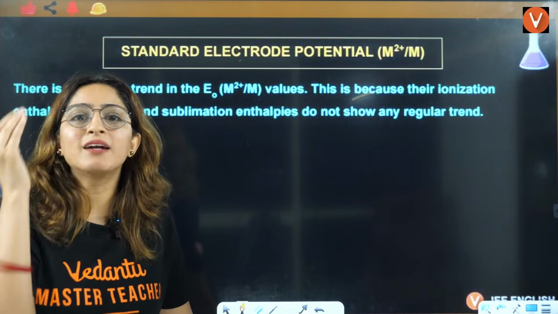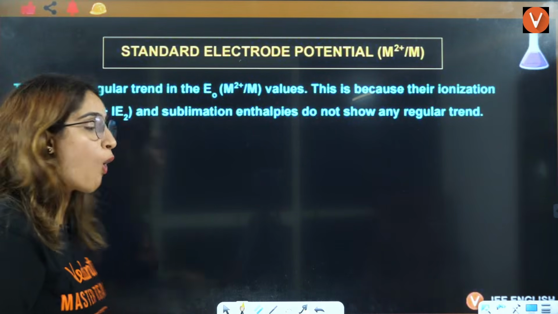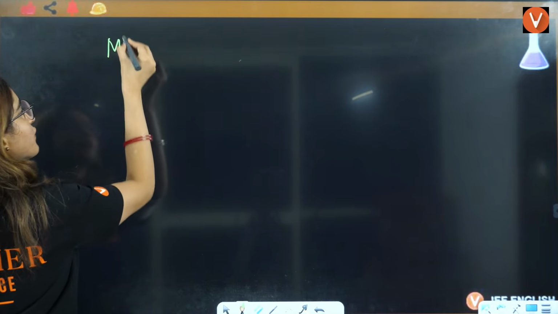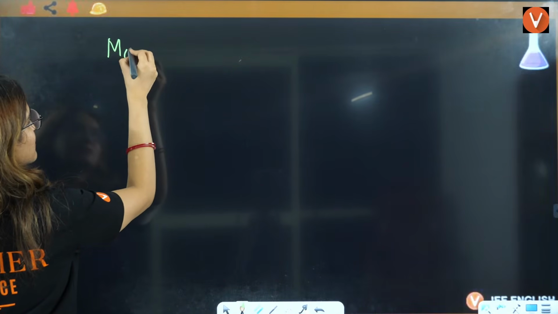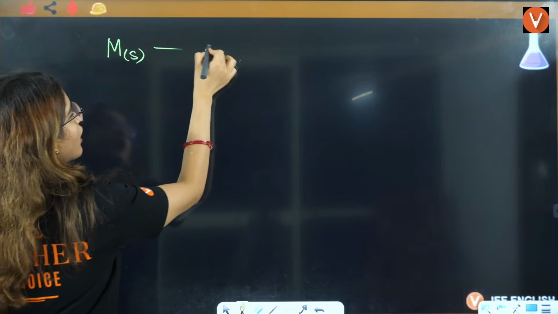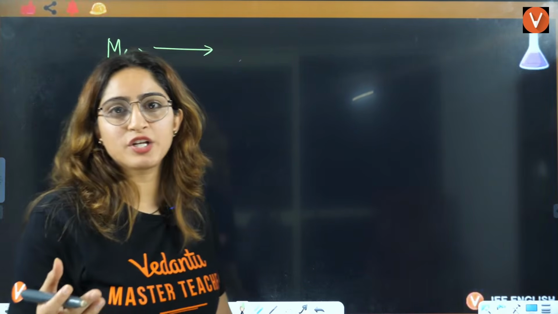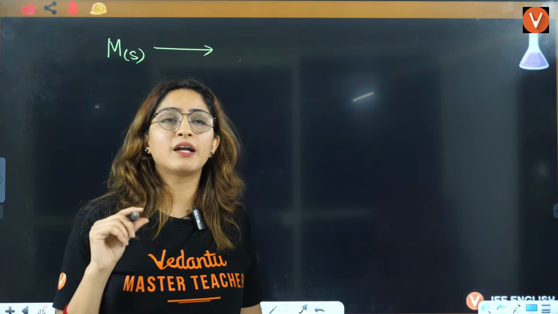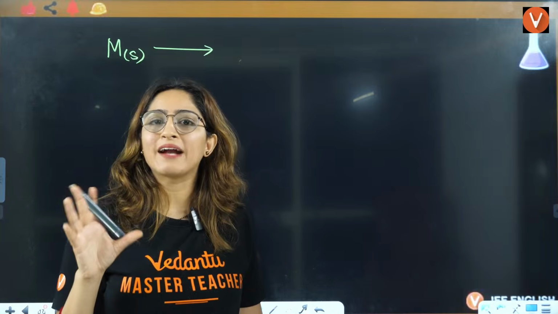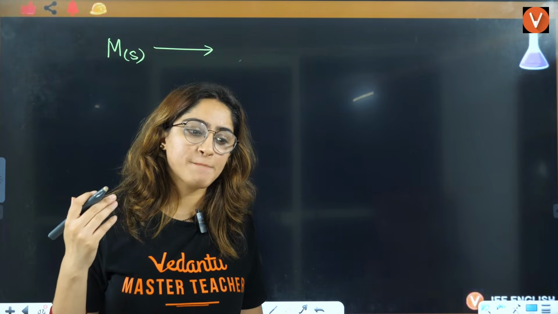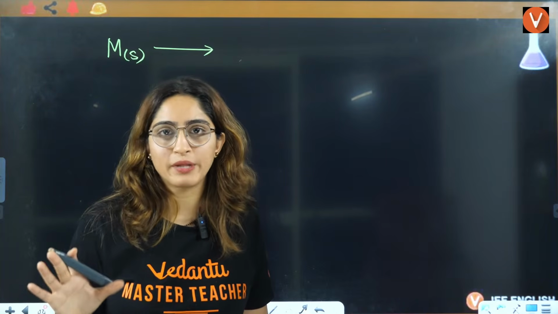But now let's understand what these values depend on. First, you will have a metal that is, let's say, in the solid state. Reduction potential means to reduce something. If I talk about the standard reduction potential, we are actually taking electrons from them.